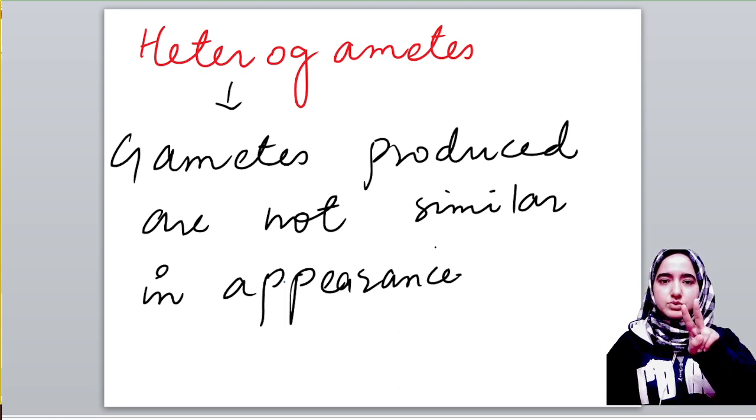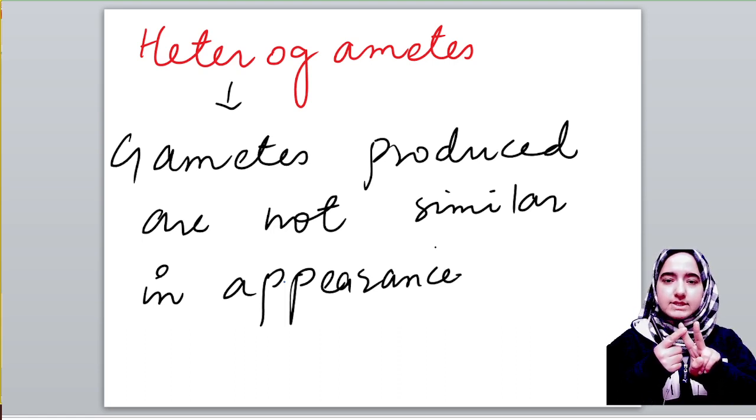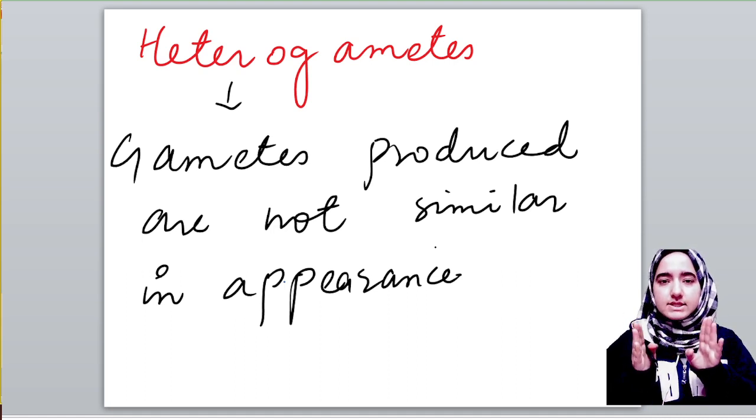We have two types of gametes. First one is isogametes, and another name of isogametes is homogametes, and the other type we have is heterogametes. Homogametes are those gametes which are similar in size and appearance. But heterogametes are those gametes which are not similar in appearance. They don't look similar.